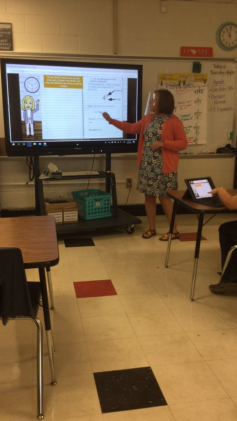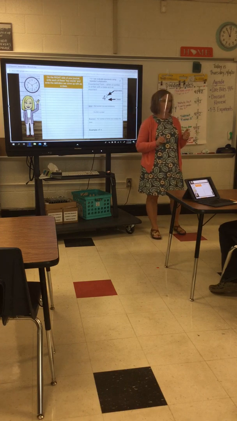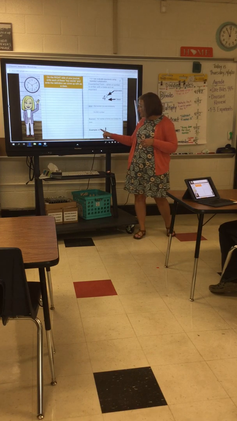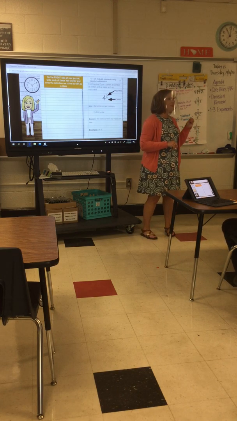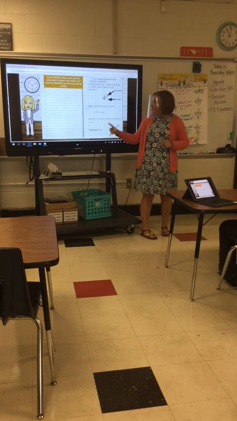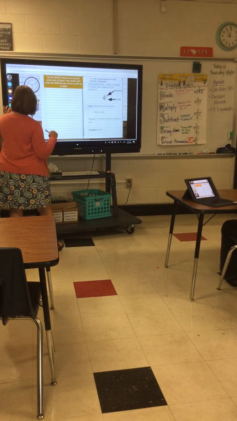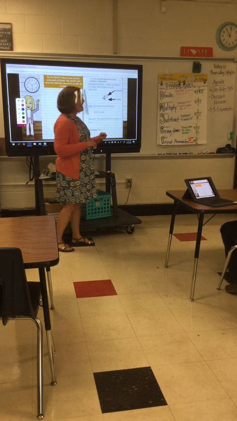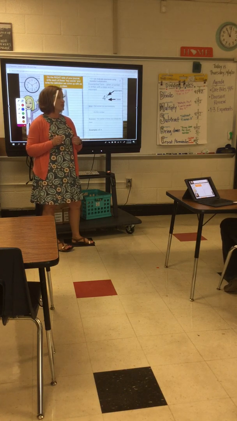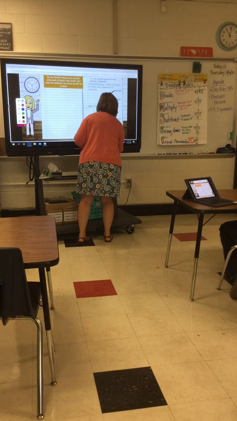The base is the big number. It's the number that you are multiplying. Okay, so I'm multiplying the 4. The exponent is the little number. It tells me how many times. So if I've got 4 squared, how many 4s do I need? The exponent tells me how many. So how many 4s do I need? 2. So I need 4 times 4.